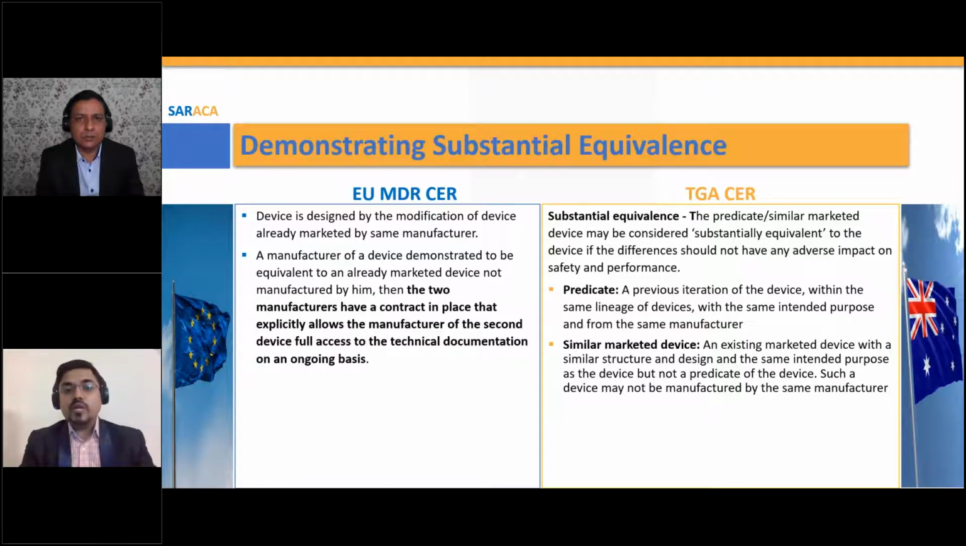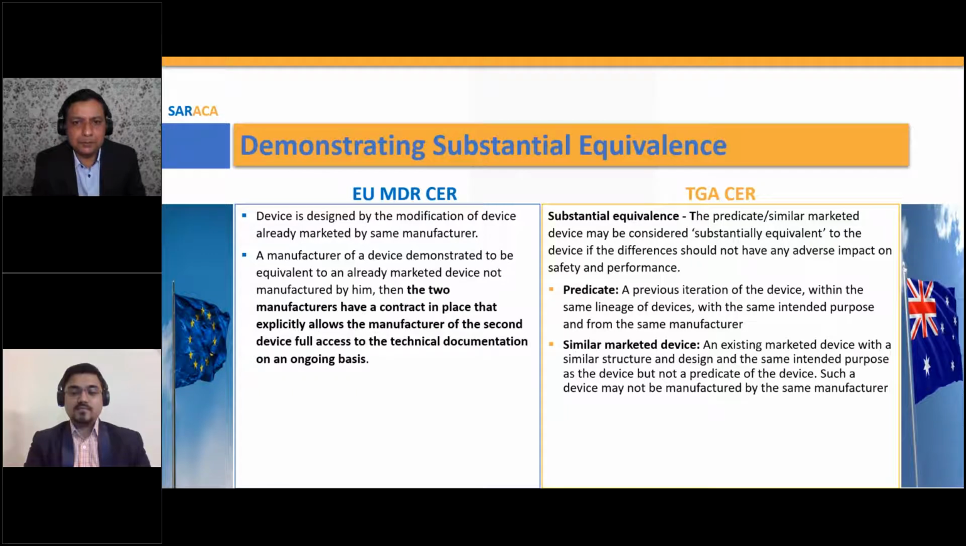At that time, you need to have an agreement with that other manufacturer so that you can access the technical documentation of the other manufacturer's device. So that is the very big difference here in this demonstration of substantial equivalence. So, Sam. Thank you, Arun.